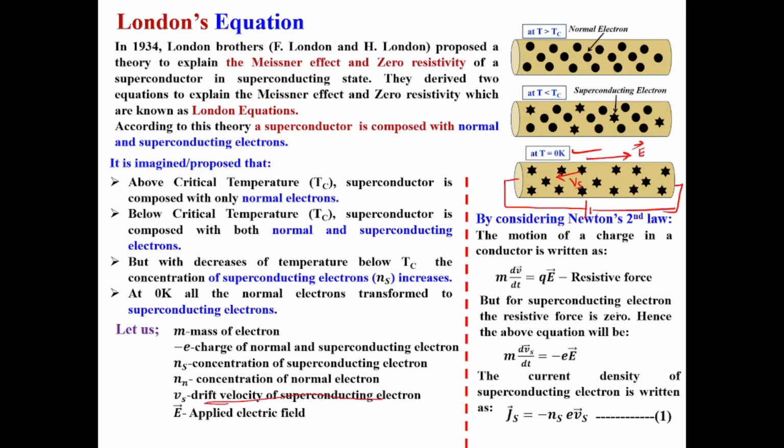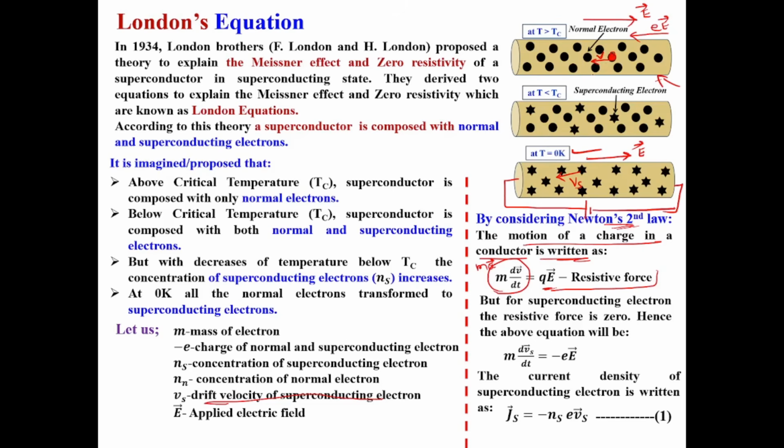Now we are going to consider Newton's second law. Newton's second law tells that the motion of a charged particle in a conductor is written in this format: m dv/dt, or m times acceleration, equals qE minus the resistive force. This is for a normal conductor. Consider this is the charged particle. The electric field is applied along this direction, the electric force eE will be applied along this direction, and the electron will be dragged along this direction with a velocity v.